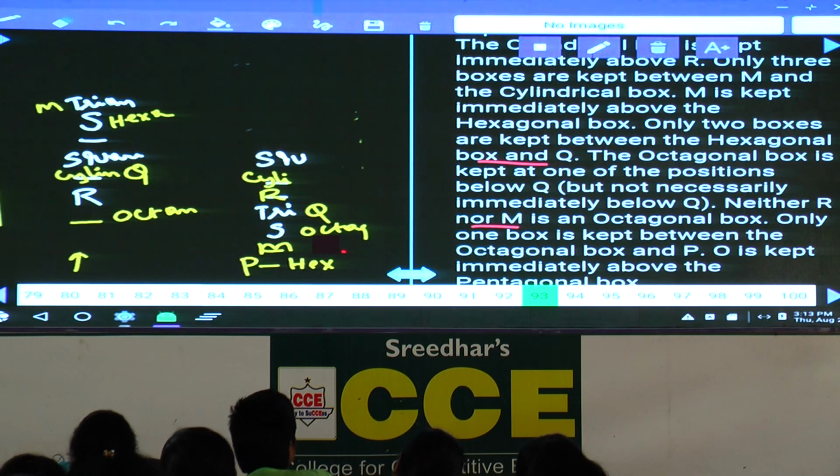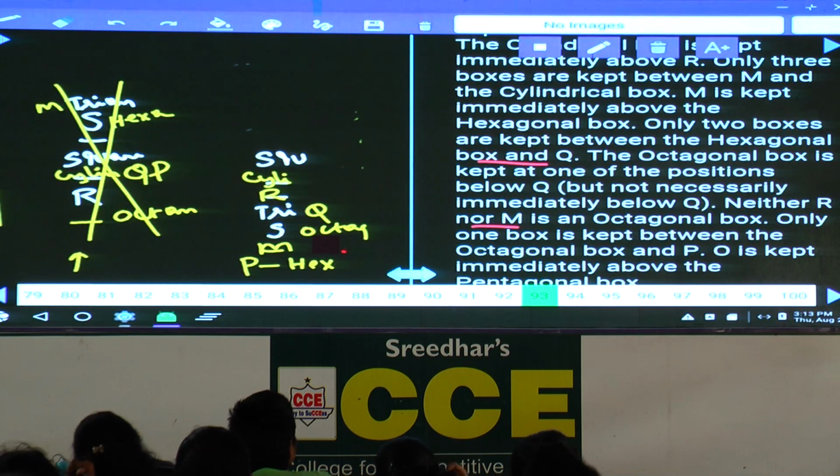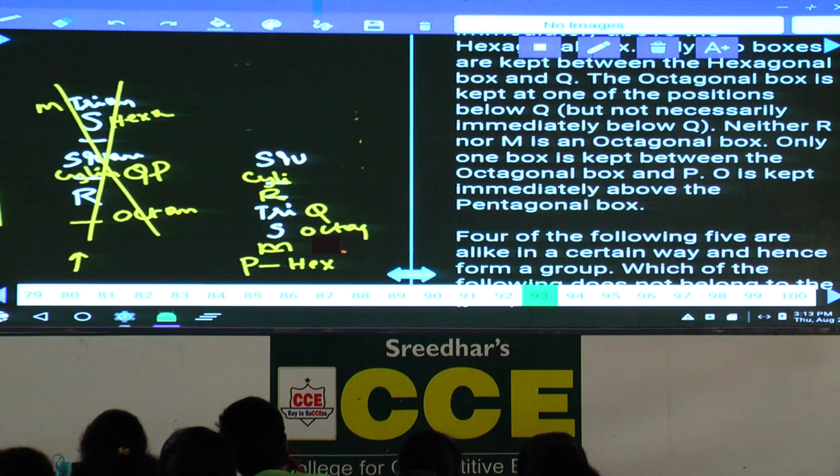But whereas octagonal and P, P and Q must be in the same place. This is ruled out. And the first case is ruled out. Finally, we are left with the second case. And only one box is kept between octagonal and P. And O is kept immediately above pentagonal box. O is immediately above this pentagonal box.